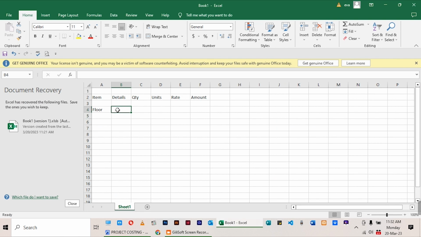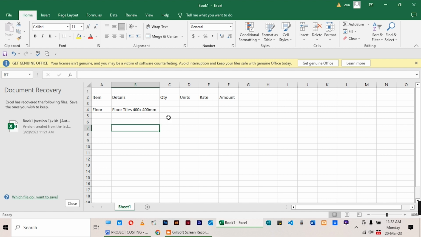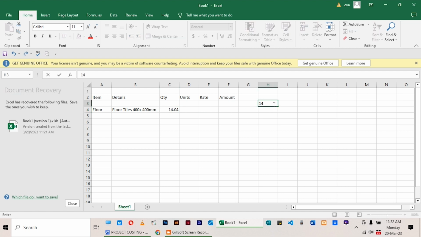We write floor tiles. You can be specific depending on the tiles that you need to use. I like using 400 by 400 mm tiles. You also have 600 by 600, but those are best for very large areas. Quantity is equal to 14.08. Or let's just write it here at the side, 14.08, because we are not done.